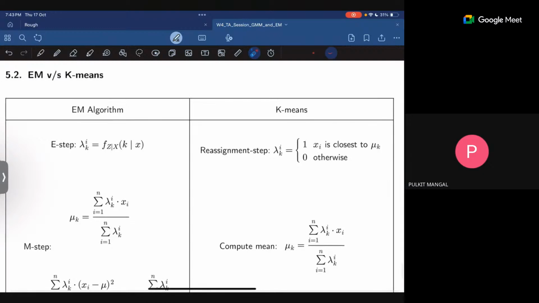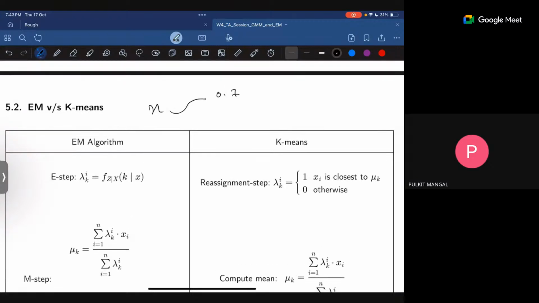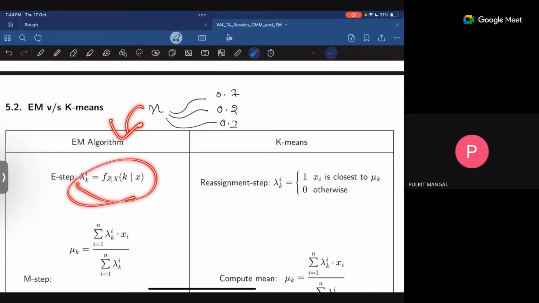The only difference is here we are going in a soft manner. So what we are doing in each step is, let's say you have a data point X, and you have only three components K. What you will get in each step is the probability that it is coming from component 1 is, let's say, 0.7, from component 2 it is 0.2, and from component 3 it is 0.1. Okay, that's the story for EM, and that's what you do in the E step.